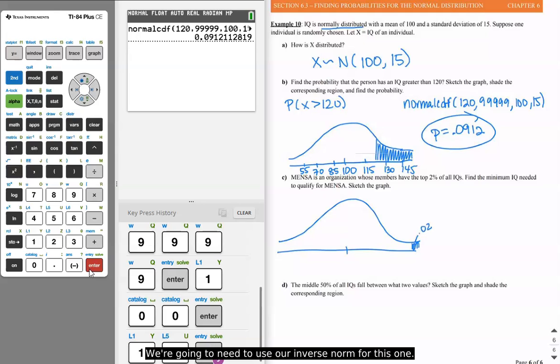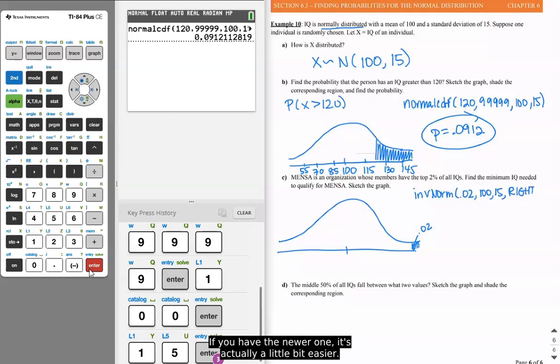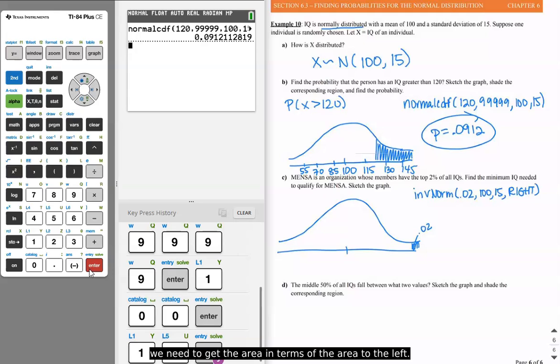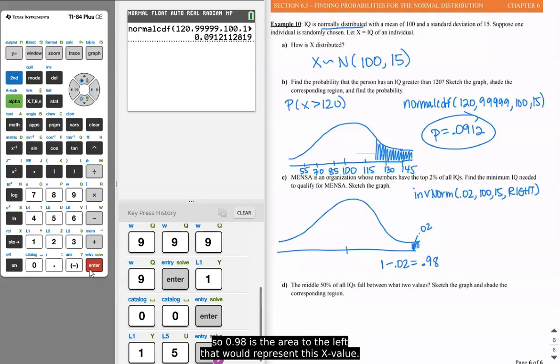So we're going to need to use our inverse norm for this one. If you have the newer version, inverse norm, you would put 0.02. You'd put the mean, because we want the actual x value. We want to know the IQ of the individual. So the mean would be 100, the standard deviation would be 15, and we would say this is to the right. If you have the newer one, it's actually a little bit easier. If you have the older version, we need to get the area in terms of the area to the left. So we would take 1 minus 0.02, which would be 0.98. So 0.98 is the area to the left, and that would represent this x value.